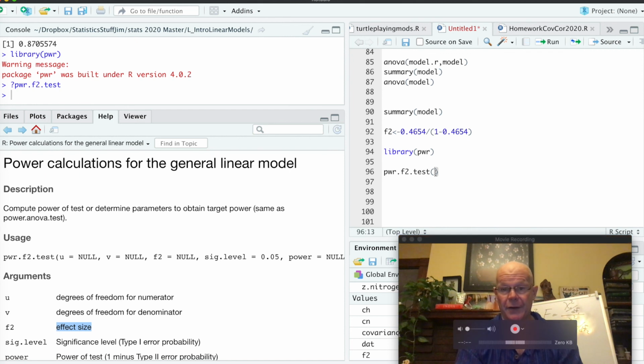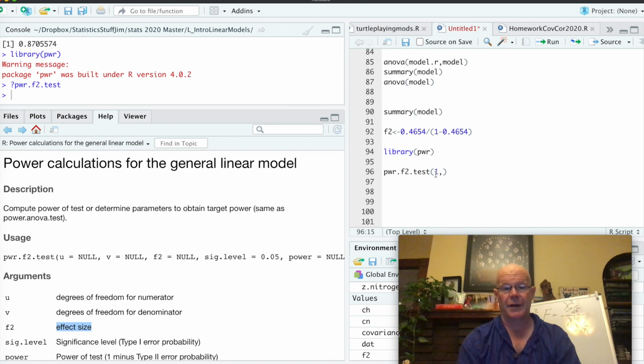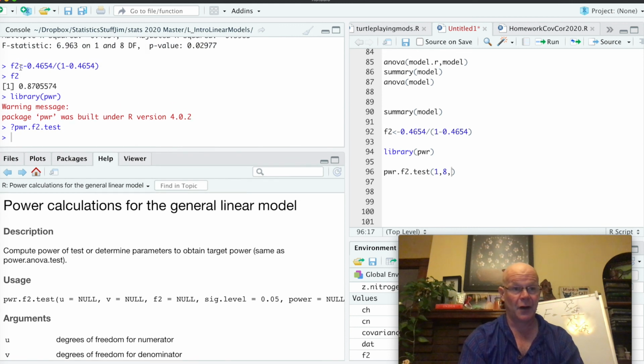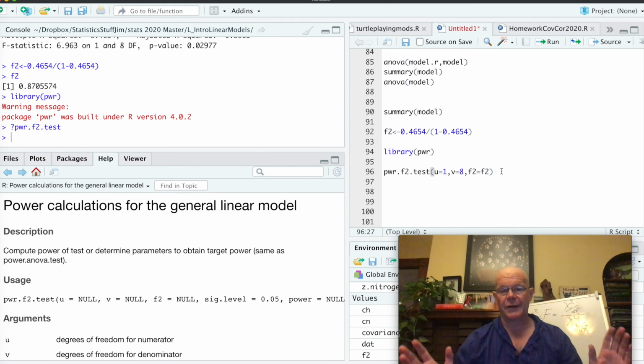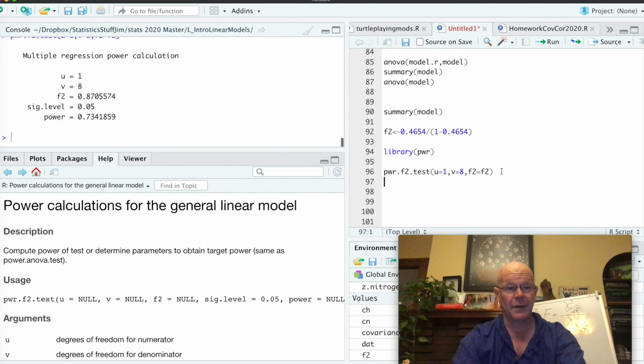Our numerator degrees of freedom was the degrees of freedom associated with the model. That's 1 degree of freedom. Our degrees of freedom associated with the denominator is our error degrees of freedom. That was 8. And what it's asking for here is F2, which is the effect size, which is why I called that object F2 for ease. So we'll say F2 equals F2. And we could be very explicit: u equals that, v equals that. We'll leave everything else standard because we're trying to solve for power here. The significance level we'll keep at 0.05. So we go ahead and do that.